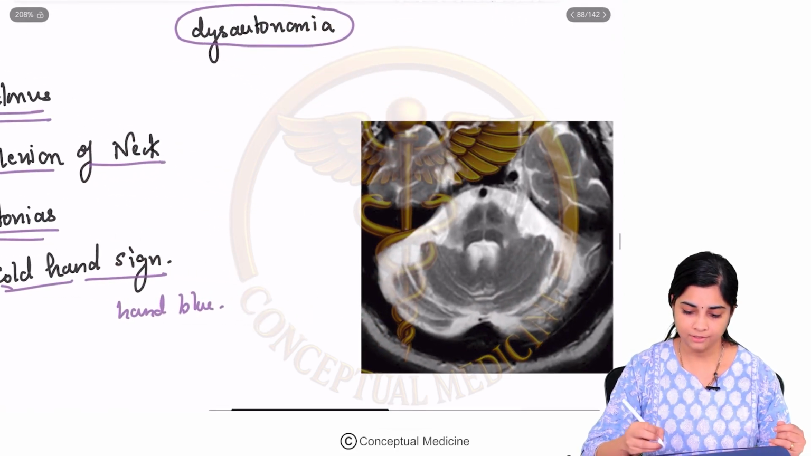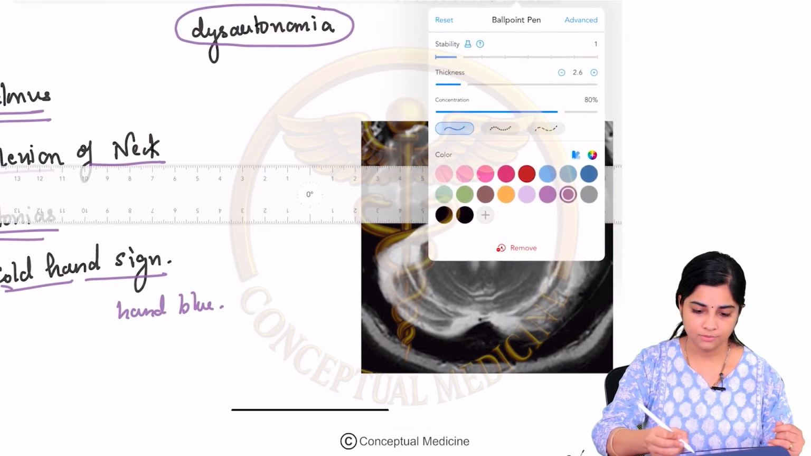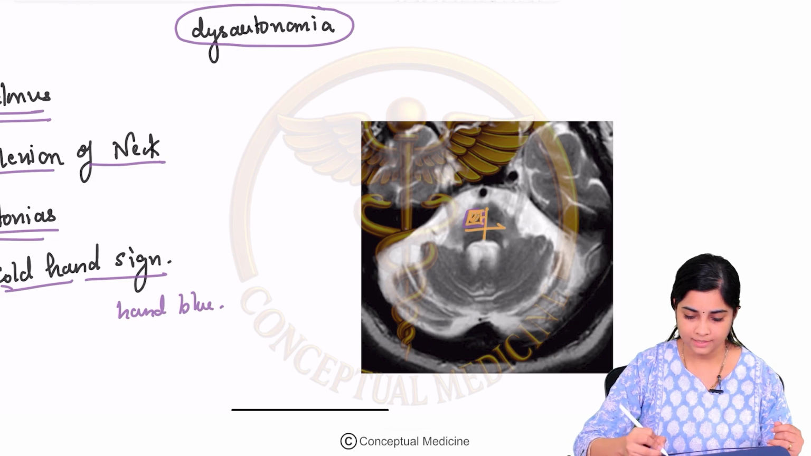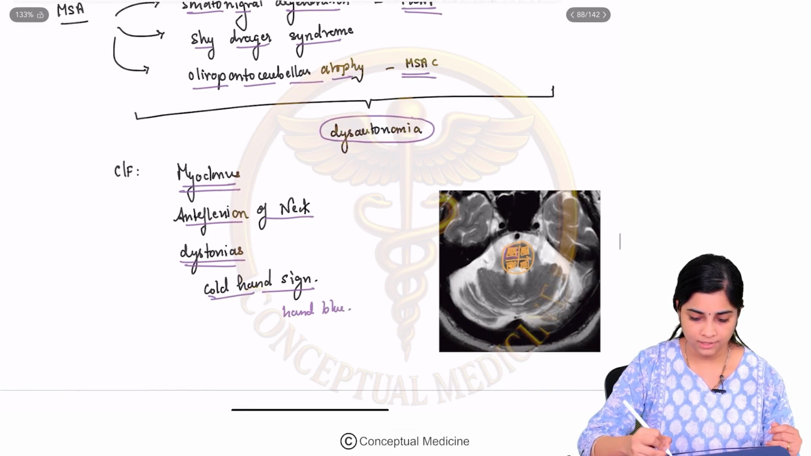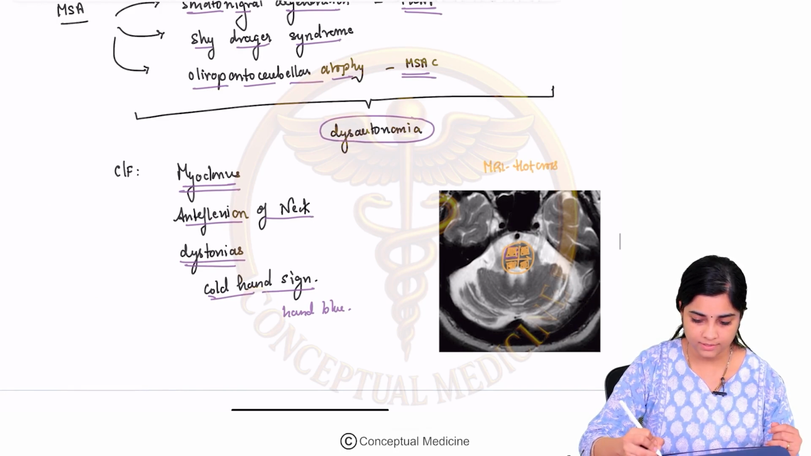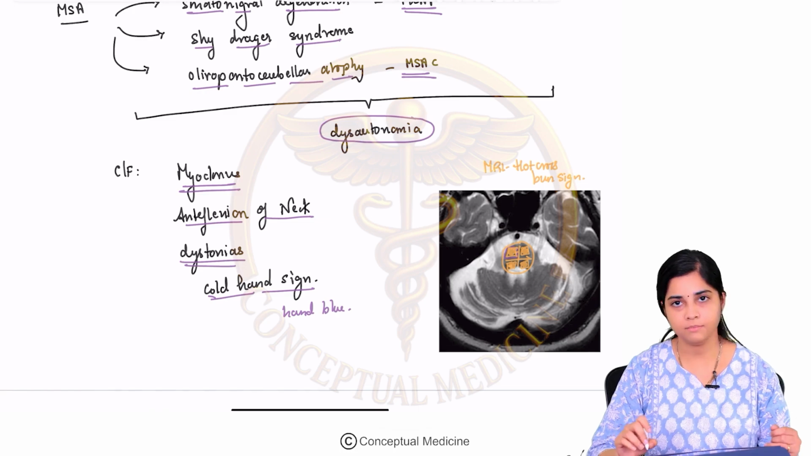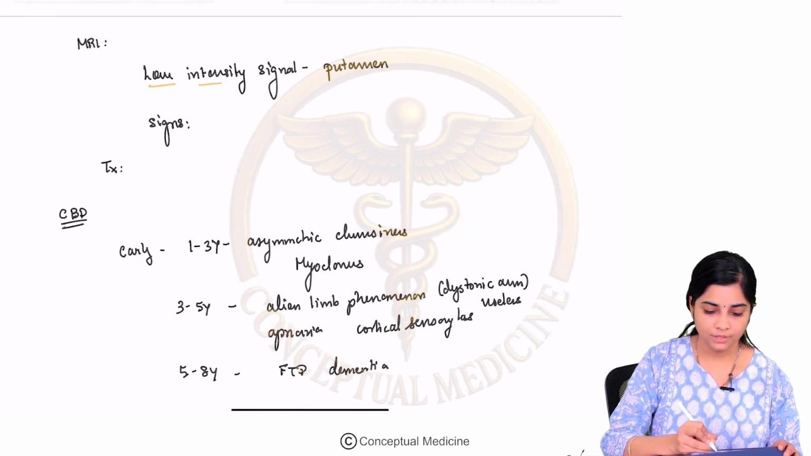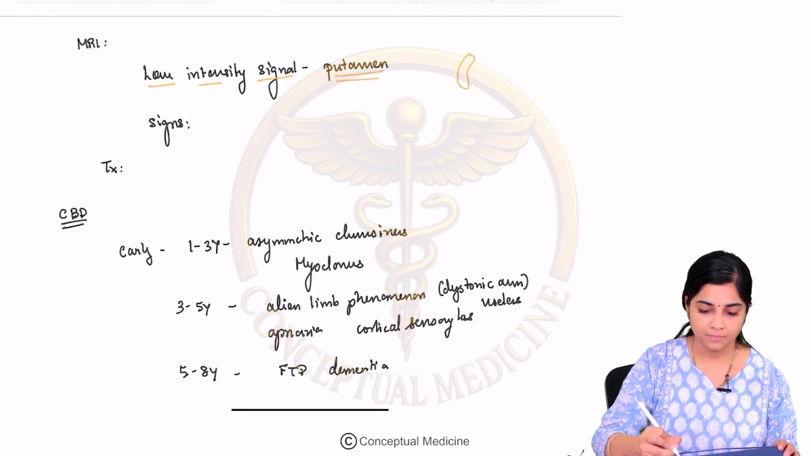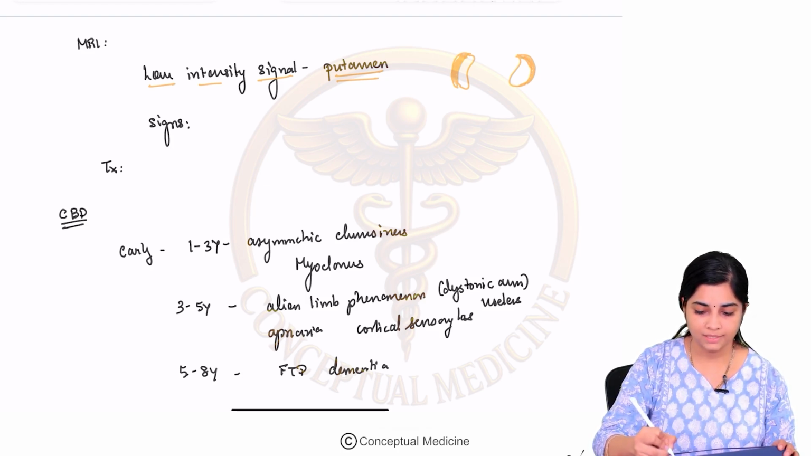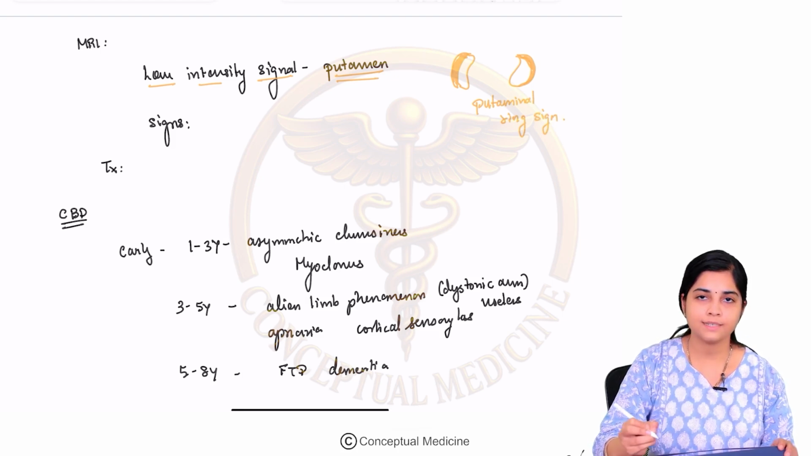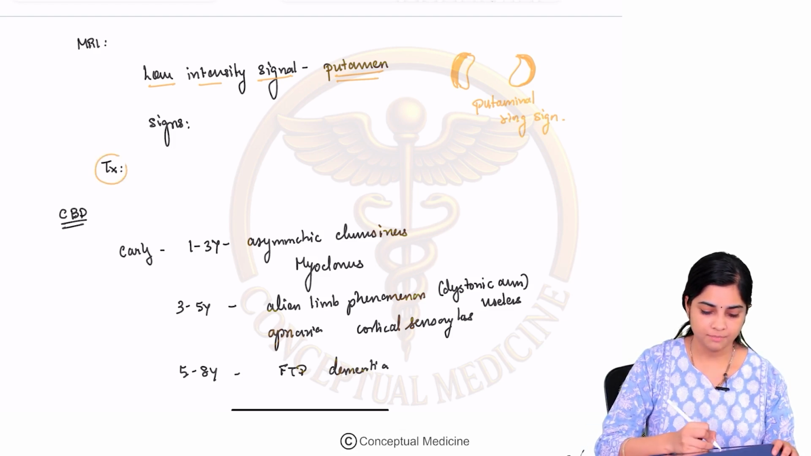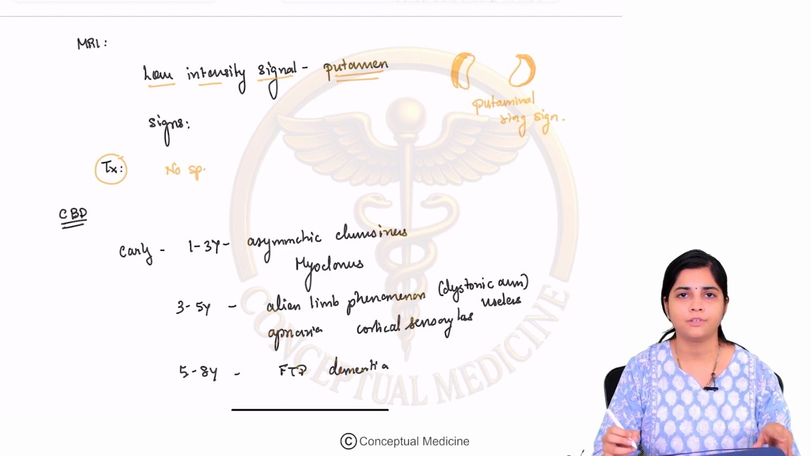Okay, and what is the characteristic radiological appearance? You can see here, I'll change the color and show you, right? Can you see that in the pons you have something called the hot cross bun sign? So on the MRI, the characteristic feature is your hot cross bun sign. So this is your multi-system atrophy, right? Apart from this, you can also have a low intensity signal in the putamen, surrounded by a high intensity signal, which is called the putaminal ring sign. So that's about the MRI findings in multisystem atrophy. Treatment again is no specific treatment. Most of the time they have levodopa non-responsiveness.